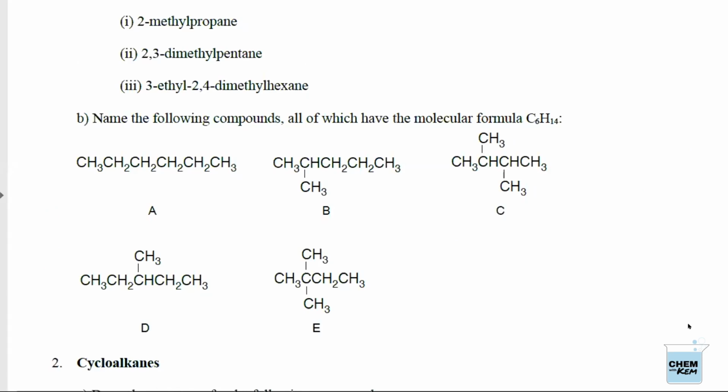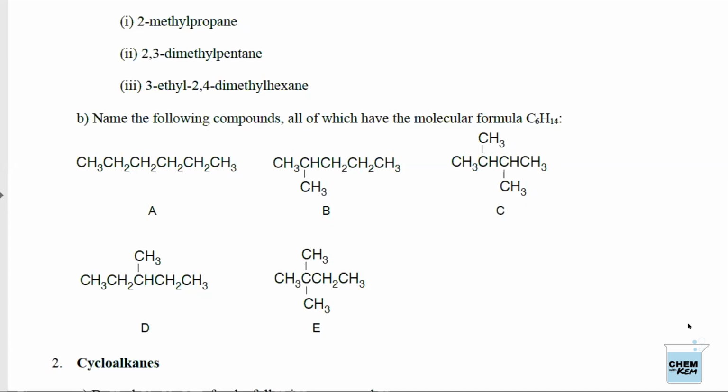All right, so we're on to part B. We're just going to name them. So I don't need to write for this one. For the first one, it's straight. We're counting the number of carbons: 1, 2, 3, 4, 5, 6. So there are no double bonds. We only have carbons bonded to carbon, bonded to hydrogen. So we know it's an alkane.